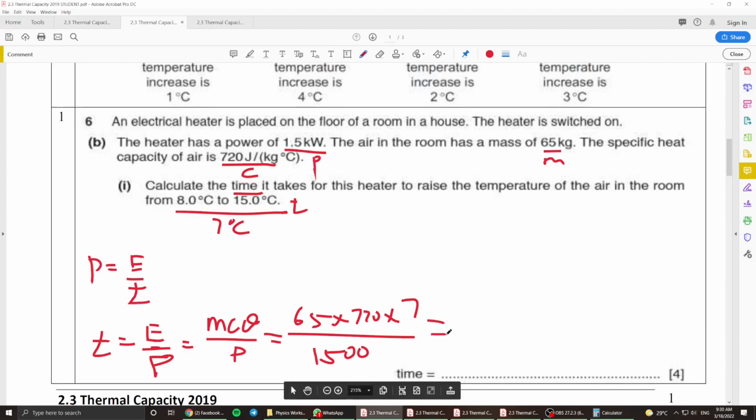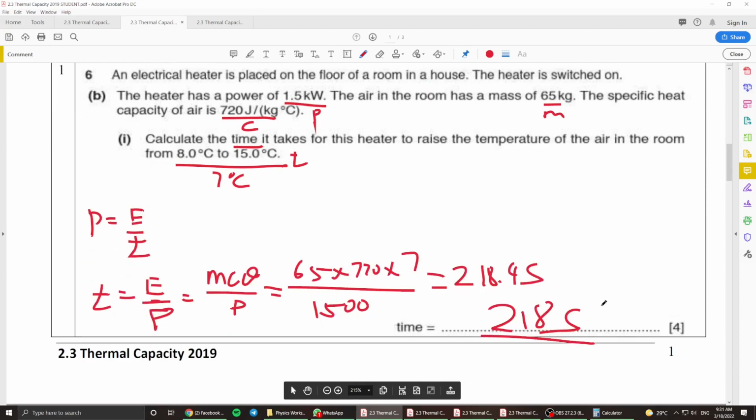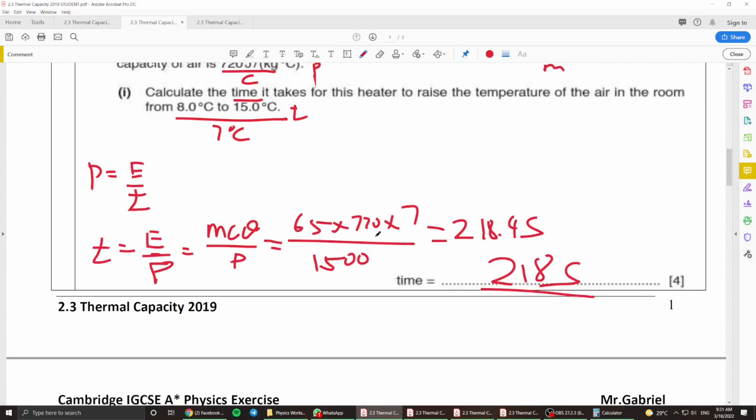You're going to get a time of 218.4 seconds, which is essentially 218 seconds here. Always remember to write it in 3 significant figures and include your units, guys. Alright.